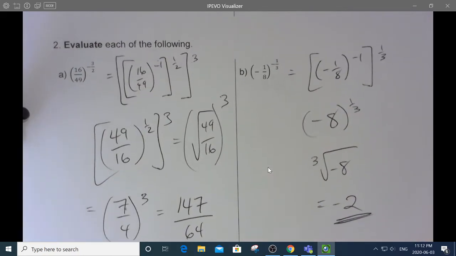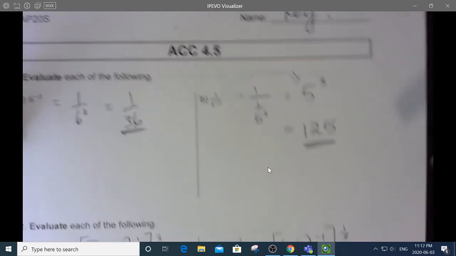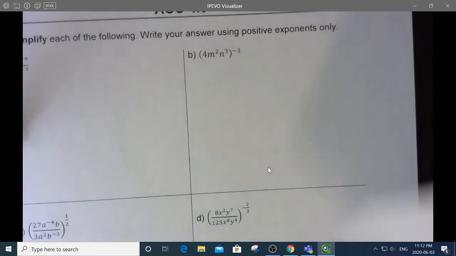That's all there is to negative powers. If you can do that, you will ace the little test we've put together for you when it comes to 4.5.